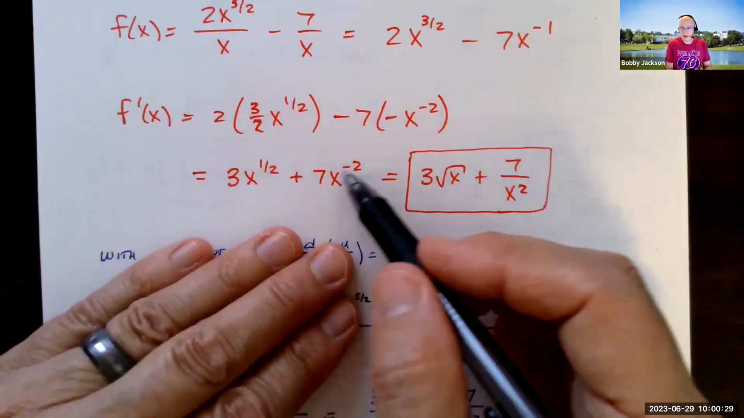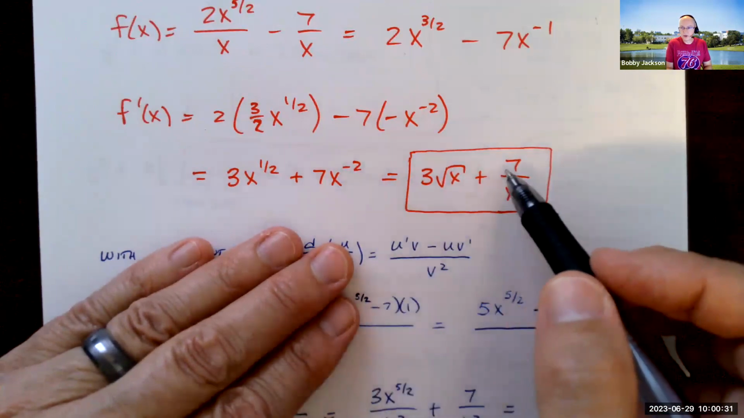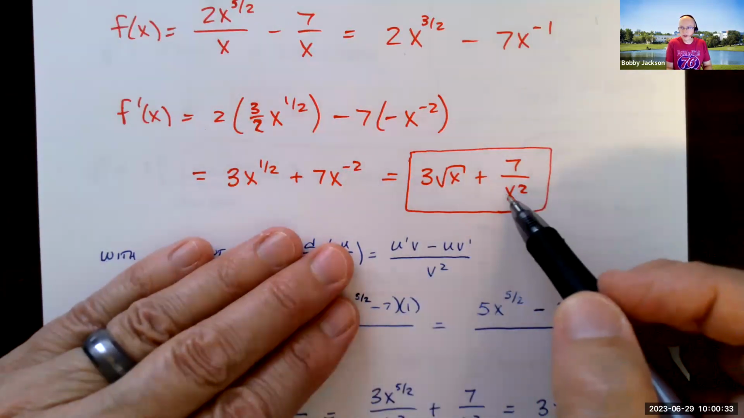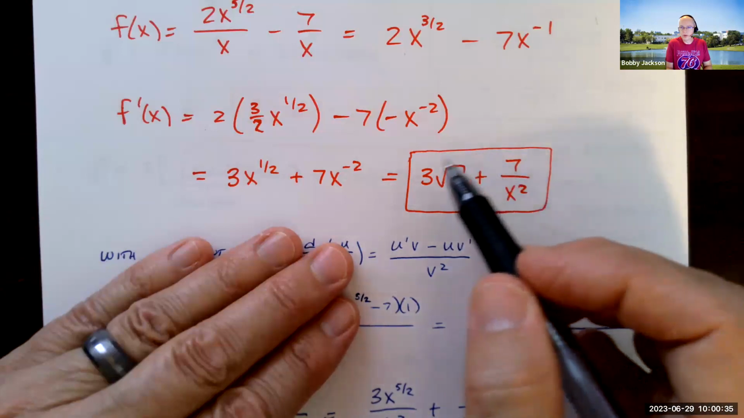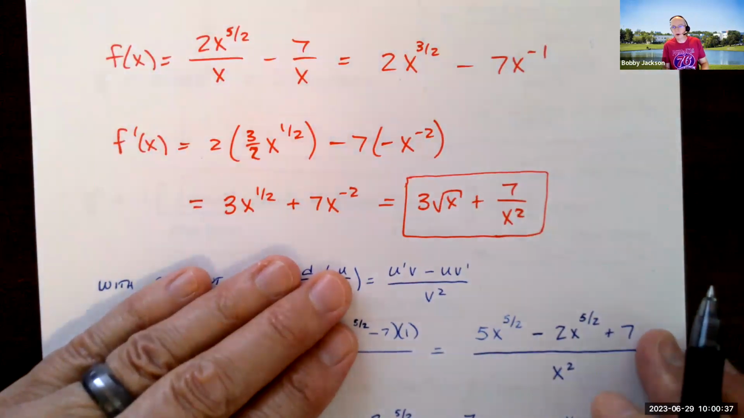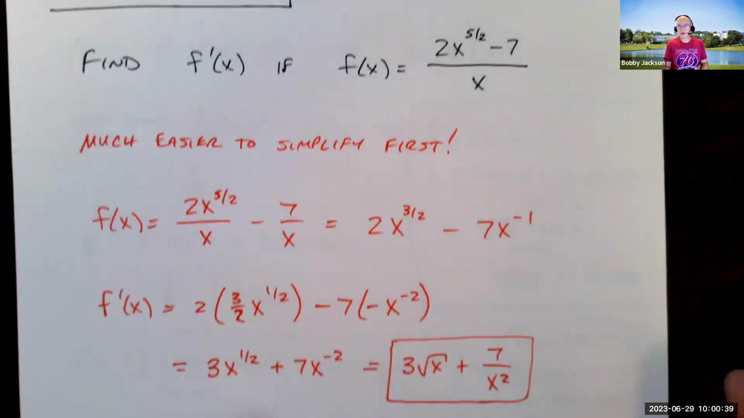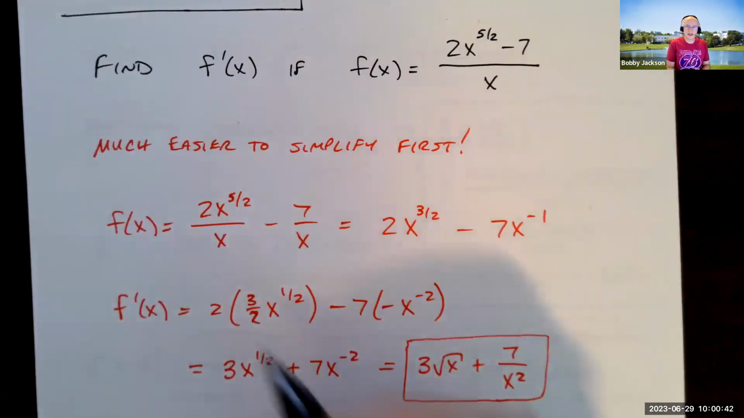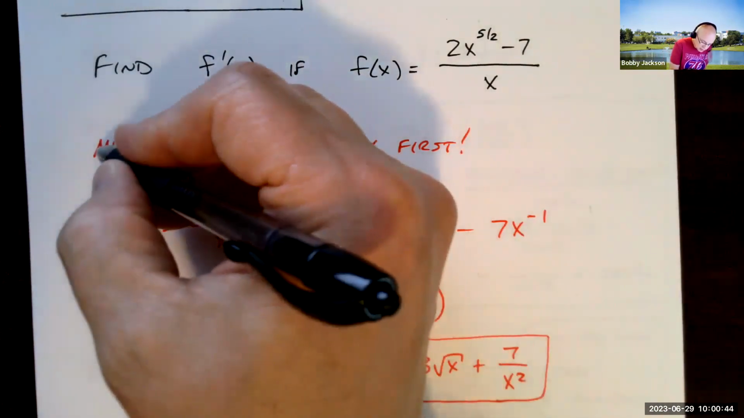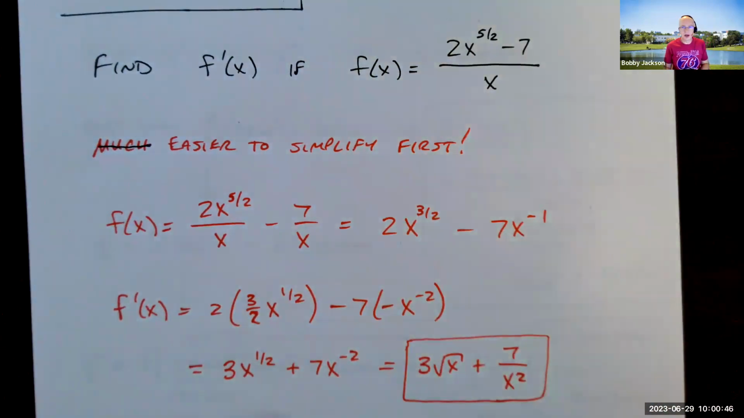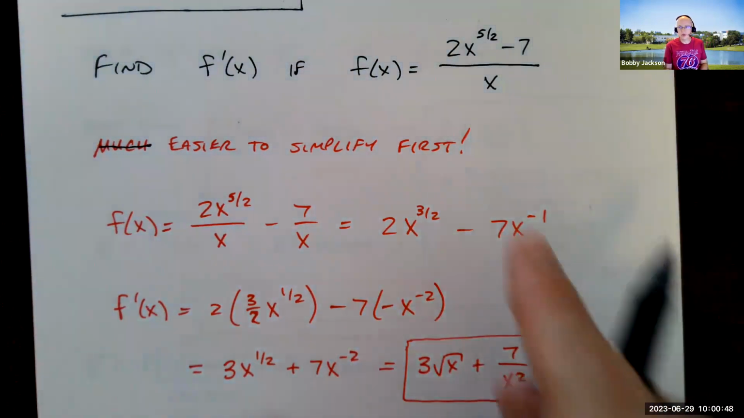Rewrite this in fraction form. x to the negative 2 is 1 over x squared, 1 divided by x squared, and here's my derivative. So not too bad, right? What's it look like if I use the quotient rule? I said it's much easier. Maybe I should just say easier, because it's really not that terrible actually when you use the quotient rule.